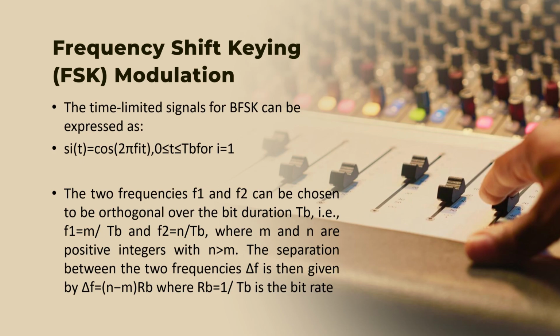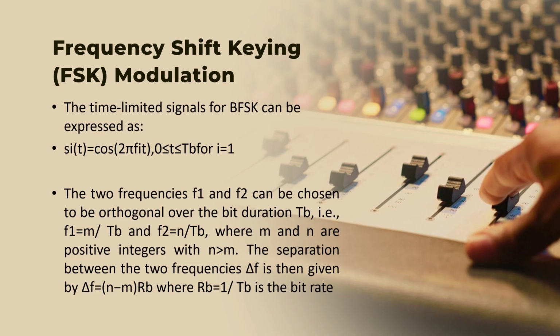F1 is equal to m/Tb and F2 is equal to n/Tb, where m and n are positive integers with n less than or equal to m. The separation between the two frequencies, delta f, is then given by delta f = (n minus m) Rb, where Rb is equal to 1/Tb and Tb is the bit rate.